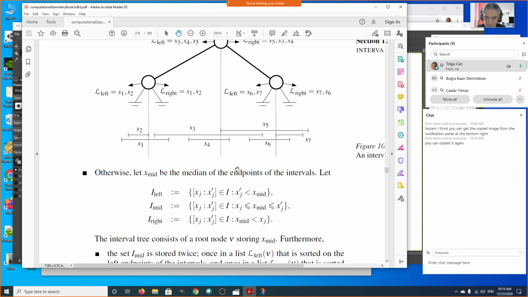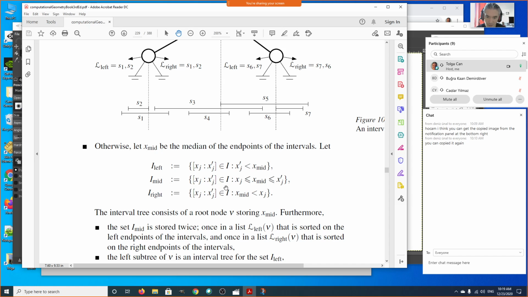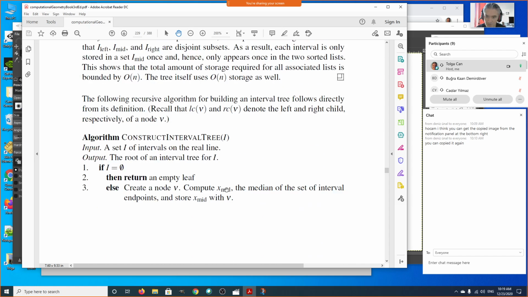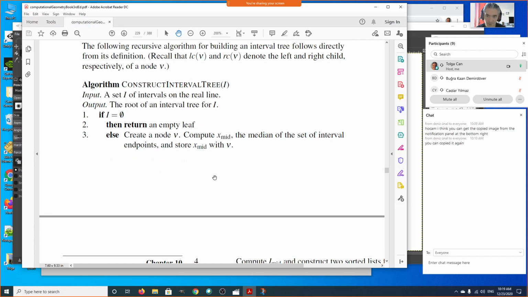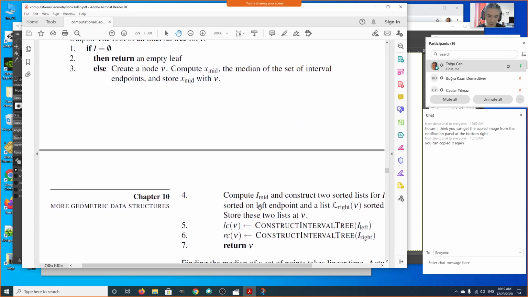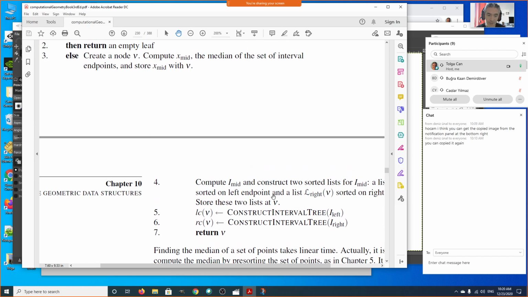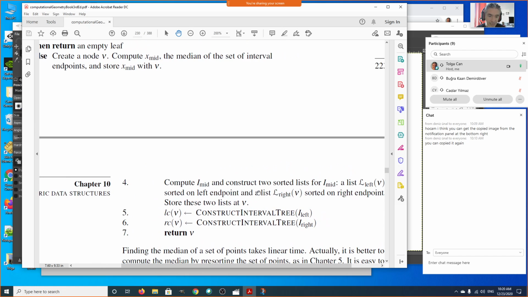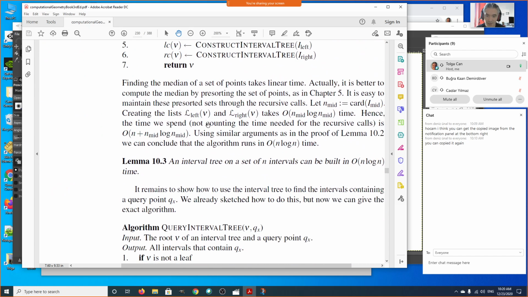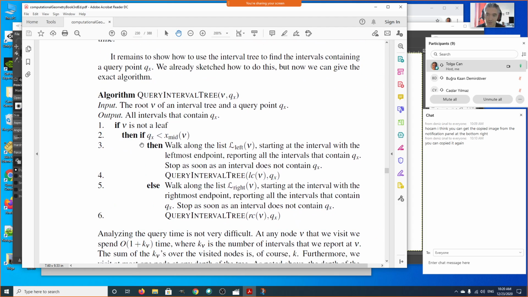Any questions about interval trees? The algorithm is very simple, just a recursive construction of these I left and I right. And for the segments in I mid, we have as the associated structure L left and L right, and that's it basically. And querying is also very simple.